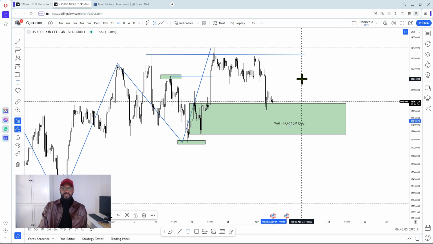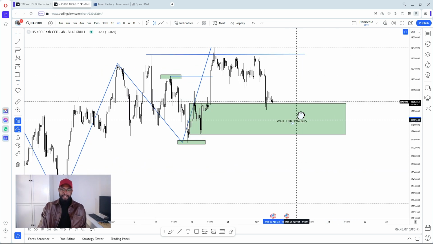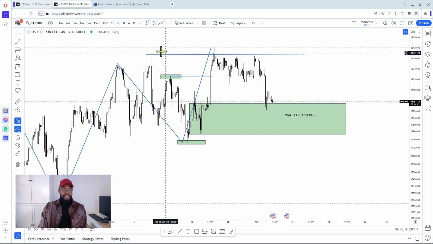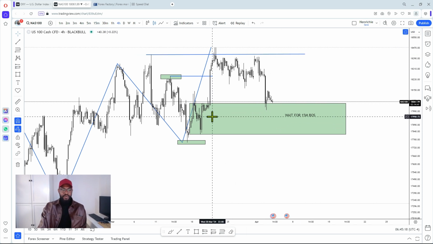Now, when I see a 15 minutes break of structure, I'm not just going to jump in and get into a buy trade. The next thing I'll do will be to look for a retest and a 3 minutes break of structure. I'm going to show you what that's going to look like. So right here is my point of interest.